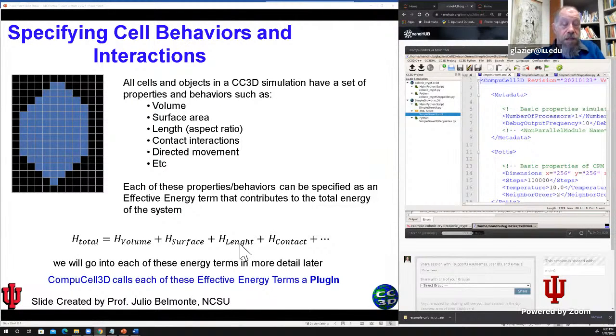It may not seem very exciting to say that cells have volume, but again, computationally, we have to decide how we're going to implement that. And so until we give cells a volume, they don't have it.